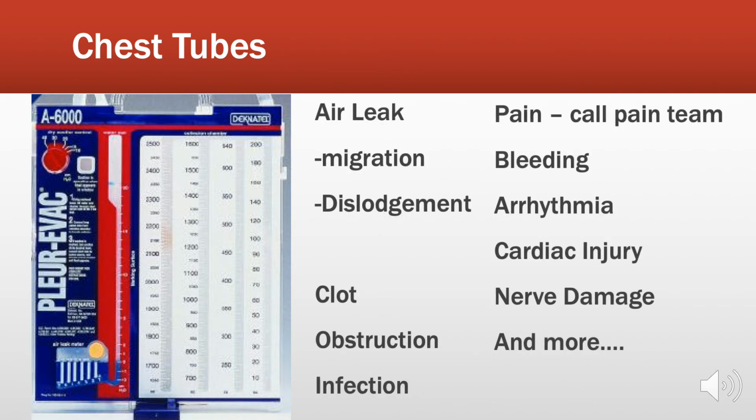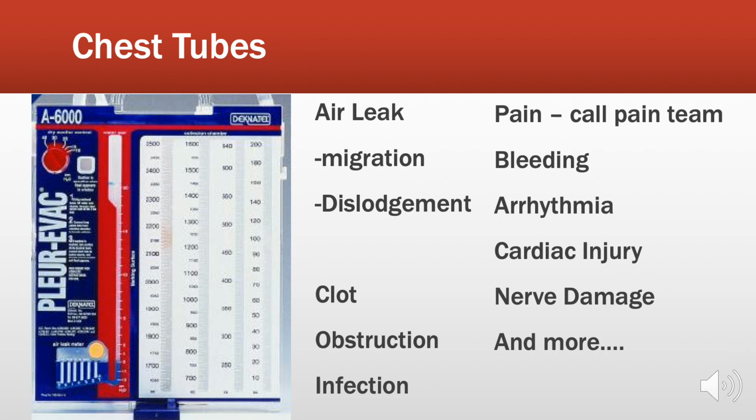Also, you may wind up getting pain, and so if you have a lot of pain from the chest tube, you don't want to keep giving morphine over and over. Sometimes pain patches, nerve blocks, gabapentin may be a good thing. So instead of trying to figure it out, call the pain team.